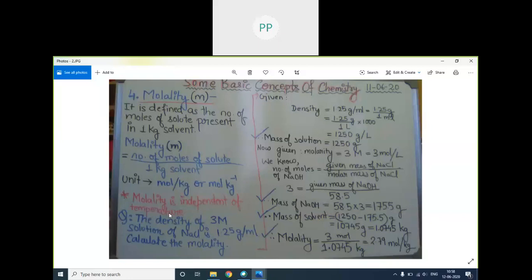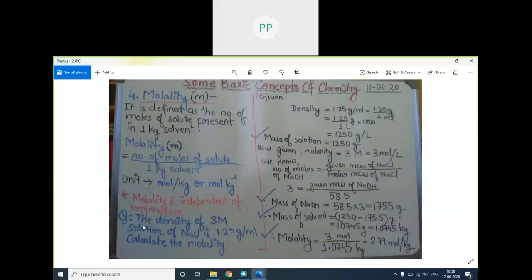Let us solve one question. We can easily calculate molality if the number of moles or mass of the solvent is given. But this is a tricky question where we have to use multiple ideas. So let us focus on this now.